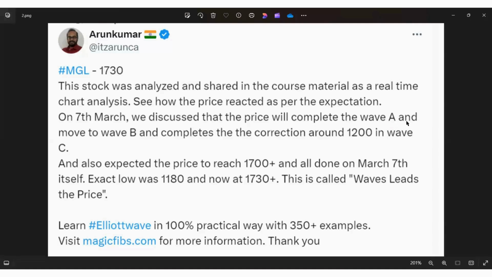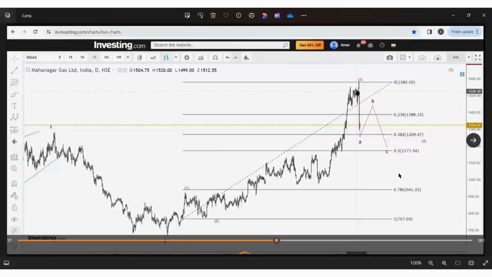We discussed the price will complete the wave A and move to wave B up and completes the correction around 1,200. It completes the correction because the C wave is the end point of a correction. We also expected the price to reach 1,700 plus, and all this analysis was done on March 7th itself. See, A, B, C, and price to move higher. I have marked here.